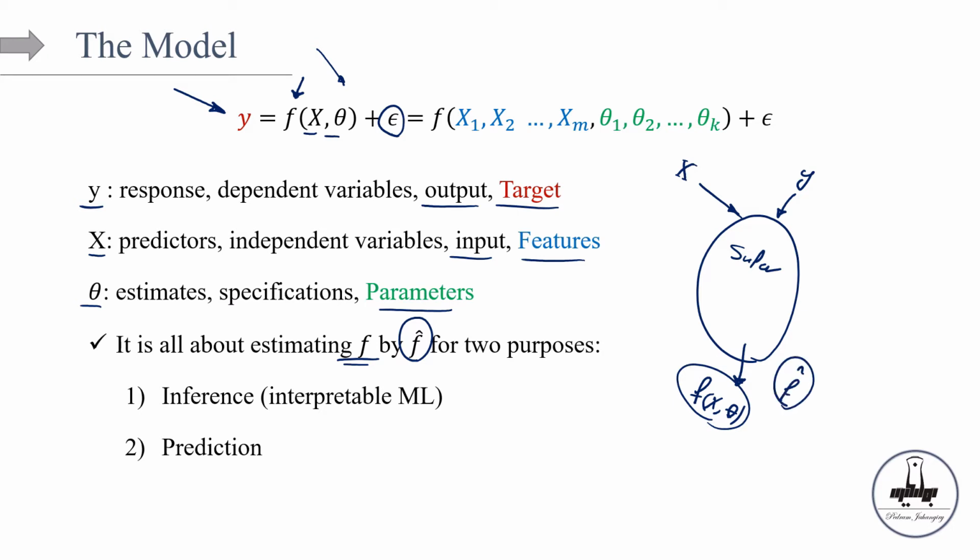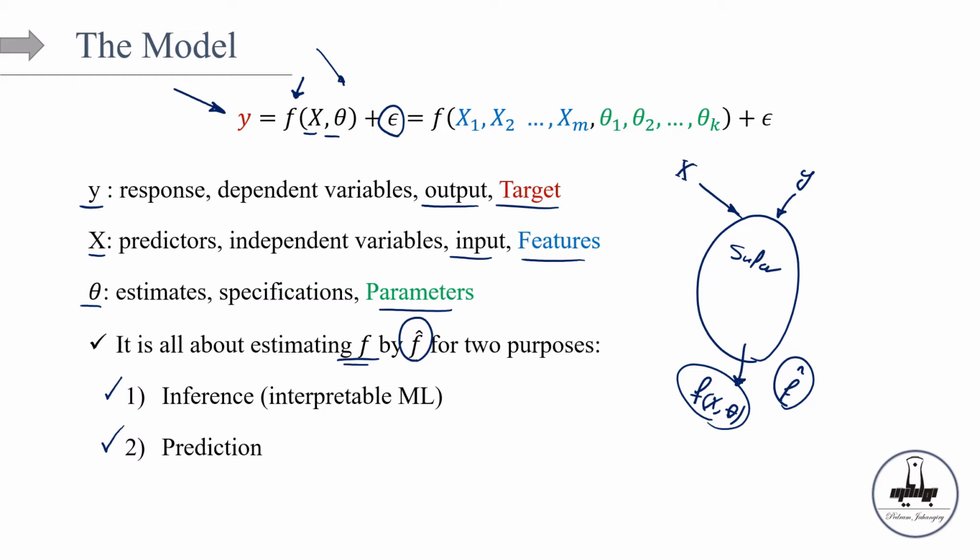And it's going to do that for two purposes. One, we do this estimation to make some inferences. Basically, this is the interpretable part of machine learning. We want to become a storyteller. We want to quantify the relationship between the variables themselves. Another reason is to make predictions. We need to have f hat to, at the end of the day, be able to make predictions for a new set of data that the model has not seen before.